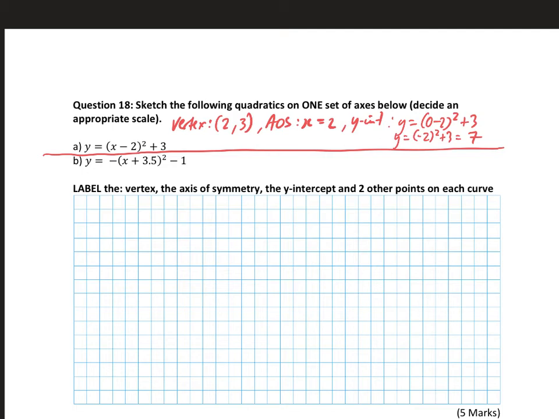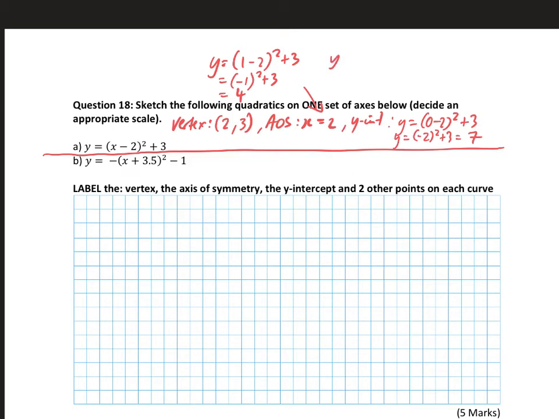And based on the teaching in class, you need 2 other points. So I'm just going to go one either side of the axis of symmetry. So I'm going to go y is equal to, let's go 1 below it. 1 take 2 squared plus 3. Negative 1 squared plus 3. It's going to be 4 when x was equal to 1.